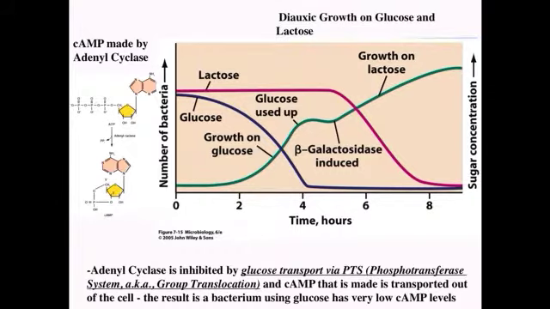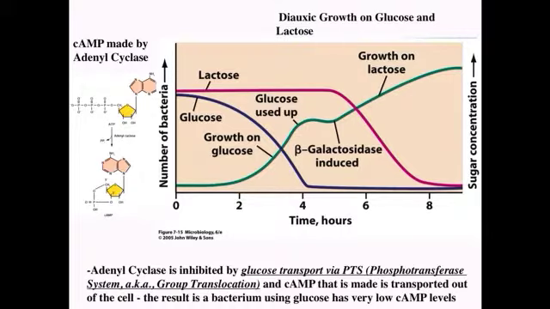So when glucose is being transported into the cell by this phosphotransferase system, cyclic AMP drops. So when glucose levels in the cell are high, cyclic AMP levels are low, because adenyl cyclase, as you're going to see, is going to be inhibited by the phosphotransferase system. The process of importing that sugar turns off this adenyl cyclase, so cyclic AMP levels drop.